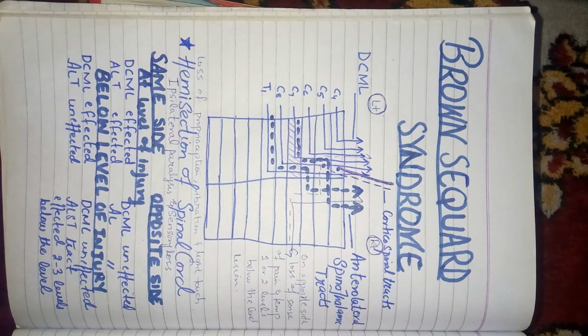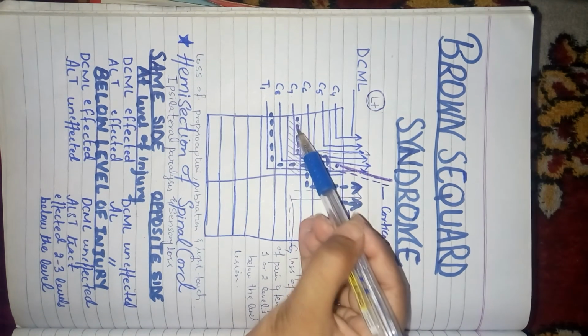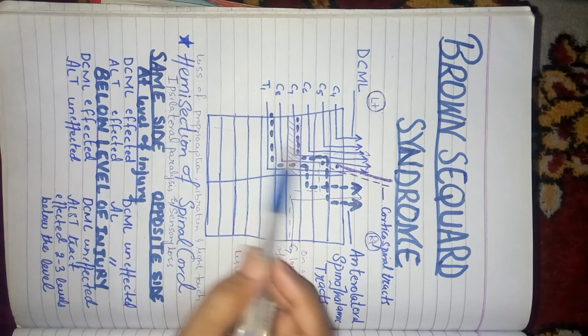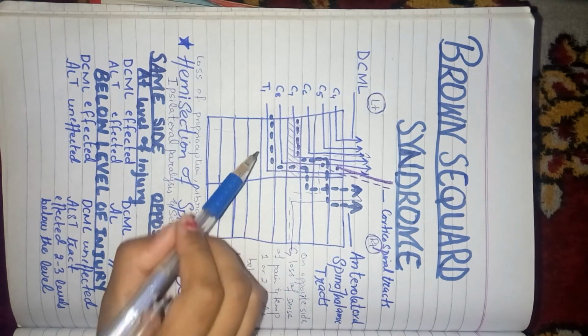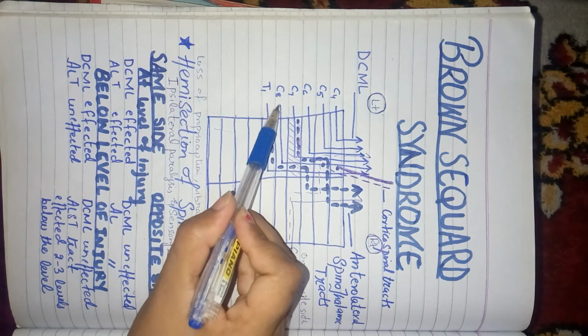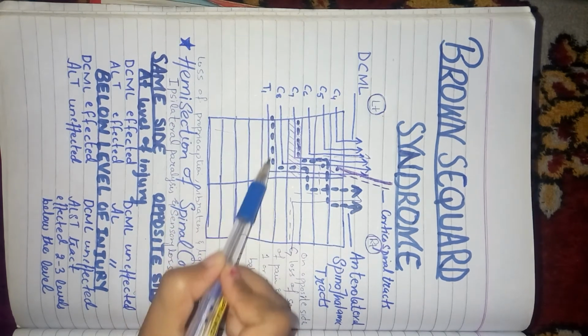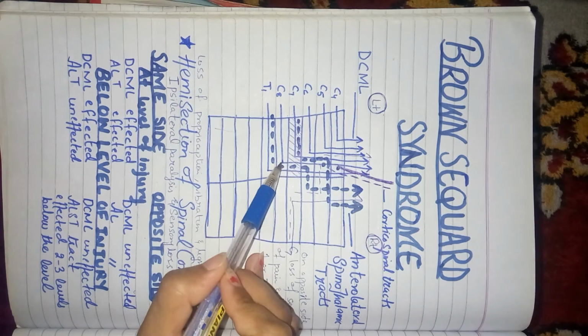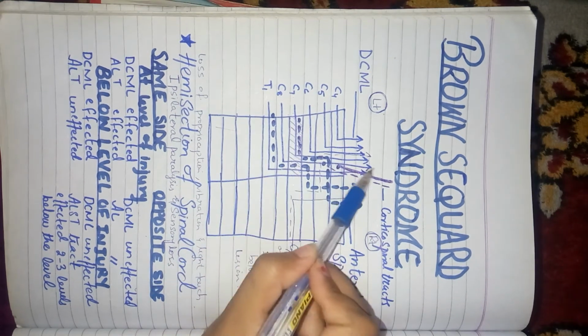Now let's talk about what will happen above and below the level of injury. First, let's talk about what will happen below the level of lesion on the same side and on the opposite side. Now, below the level, C7 is the level of injury. Below the level of injury, all the DCML tracts will be affected because when they enter at their levels from the outside, they have to ascend to the above levels to go towards the brain.